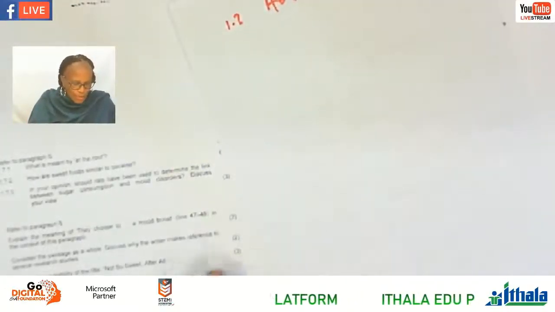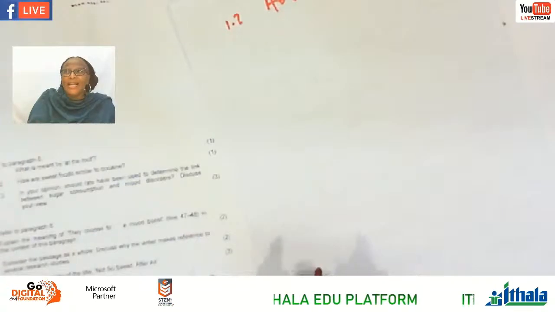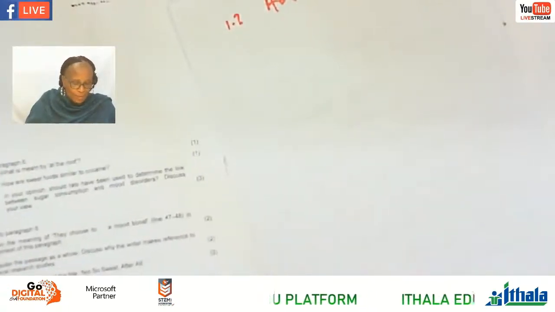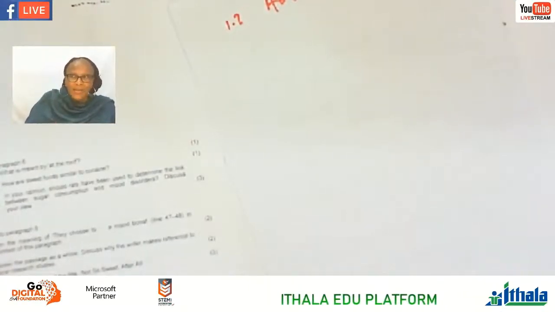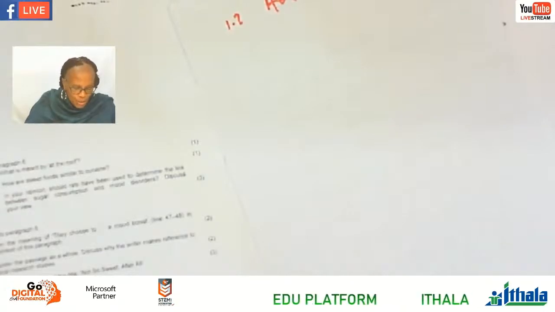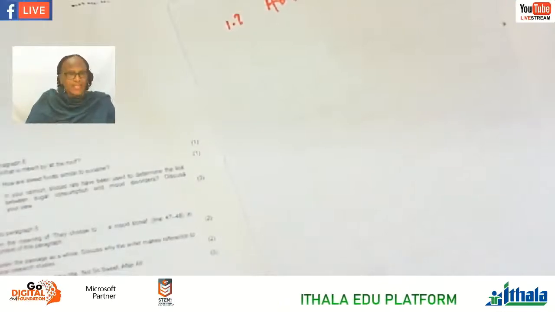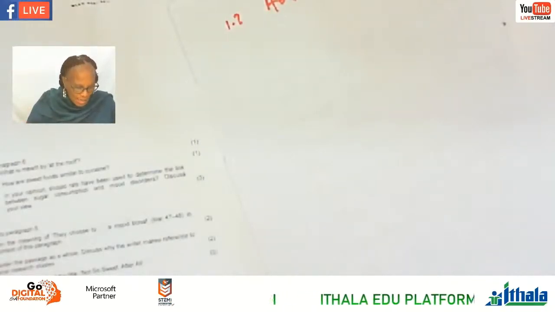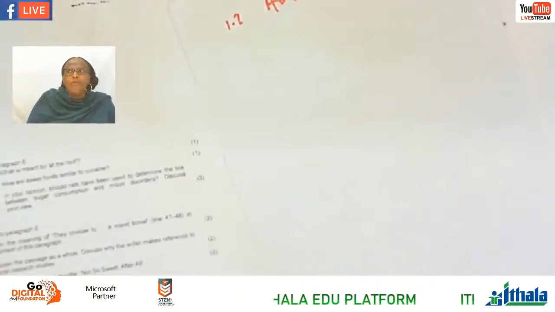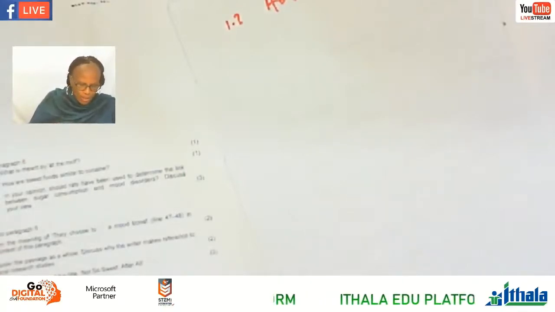Okay. Number 3, in your opinion, should rats have been used? There is no right and wrong answer. Number 7.3. If they say in your opinion, as long as you can support, there is no wrong answer. In your own words, should rats have been used to determine the link between sugar consumption and mood disorder? Discuss your view. It's 3 marks here. 1 mark is for yes or no, and then 2 marks is where you support using your own words.